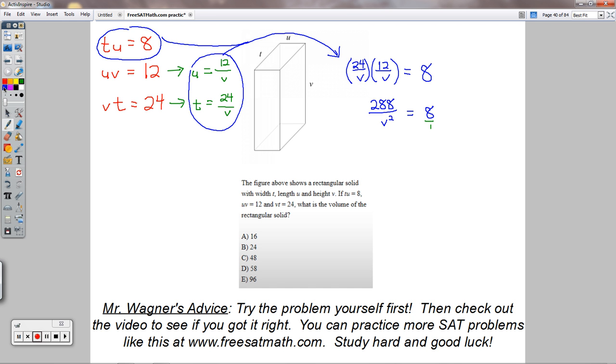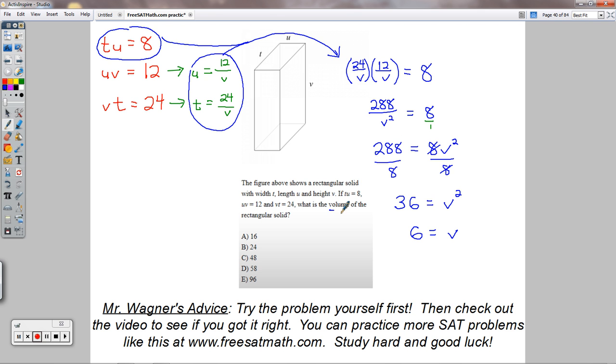Means extremes works in this case. Some of you may have learned it like that. But 288 times 1, 288 equals 8 times v squared. If I divide both sides by 8, I'm left with 36 equals v squared. 8's canceled here. And we have then plus or minus 6 would work, but I can't have a length of a negative number, so v equals 6.